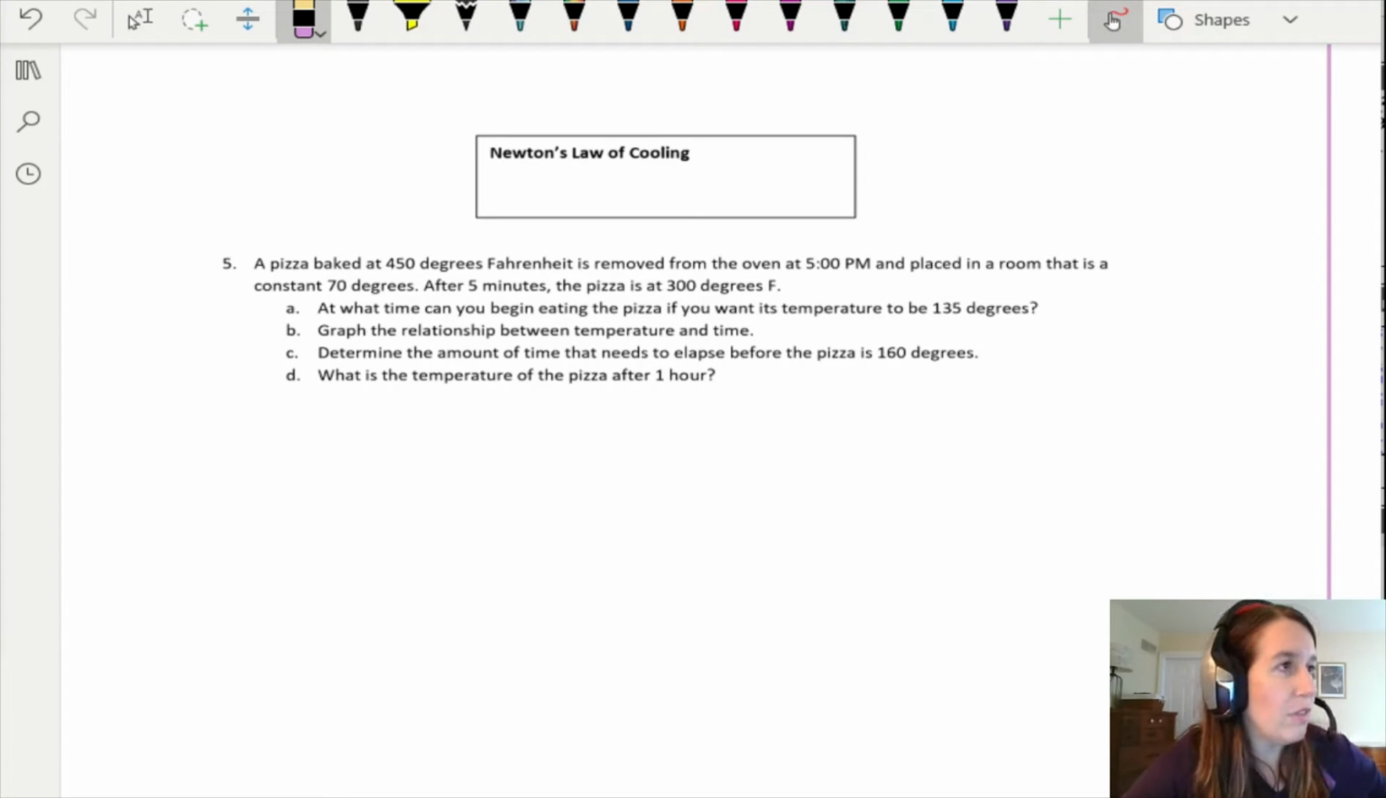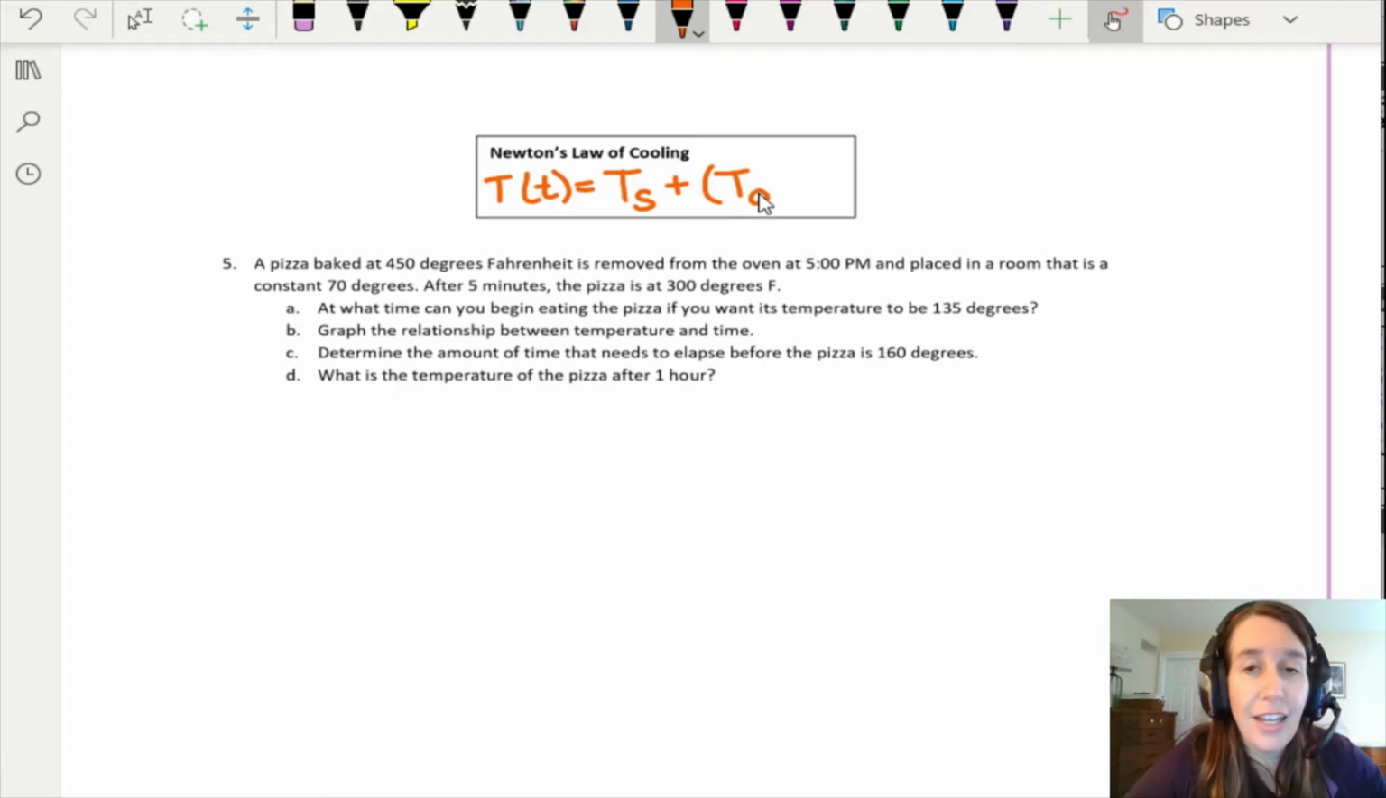All right, so Newton's law of cooling states that the temperature at time t is equal to the temperature of the surrounding area plus T naught, that's the initial temperature of the item, minus the temperature of the surrounding area, in parentheses, times e to the kt. So there is our exponential decay right there.